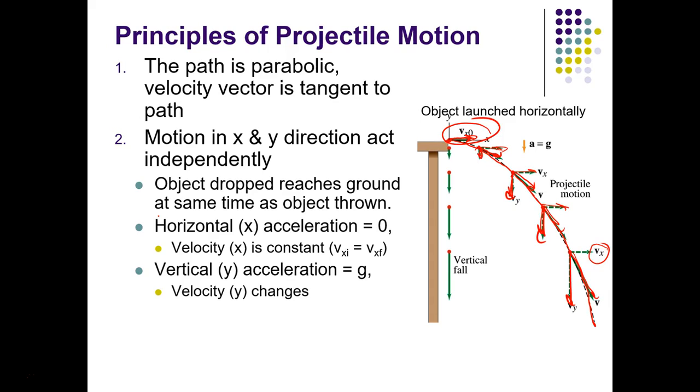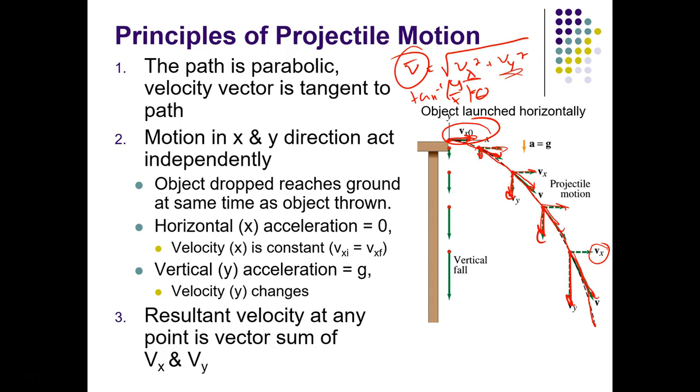The overall velocity vector, as we learned yesterday, is equal to the square root of our x velocity squared plus our y velocity squared. And we can take the inverse tangent of y over x to give us our angle. This value is always going to be changing because even though Vx squared stays the same, Vy is constantly changing. The resultant velocity is just that vector sum, the square root of Vx squared plus Vy squared, and it gives us the overall velocity.